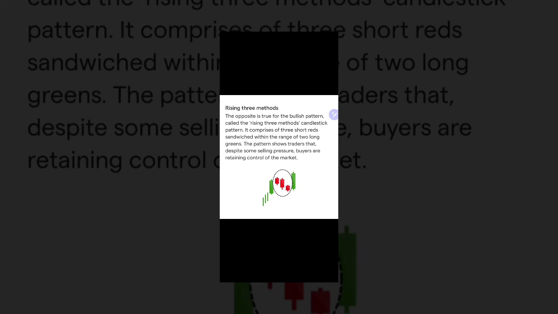Trading is not hard, people. It's hard because you don't want to learn it. And it's very easy once you do learn it. And these are some very basic signs.